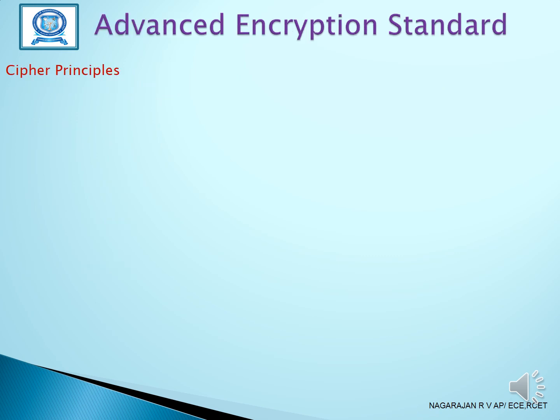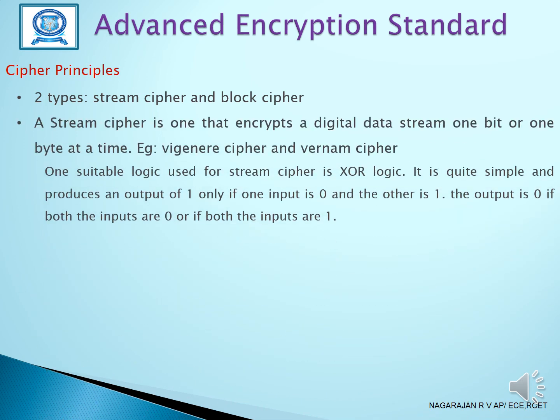Advanced Encryption Standard. First of all, we need to understand the introduction, that is the cipher principles. It has two types of ciphers: one is a stream cipher and another one is a block cipher. A stream cipher is one that encrypts a digital data stream 1 bit or 1 byte at a time. Examples are the Vigenère cipher and Vernam cipher, and one suitable logic used for a stream cipher is the XOR logic. It is quite simple and produces an output of 1 only if one input is 0 and the other one is 1. The output is 0 if both the inputs are 0 or if both the inputs are 1.